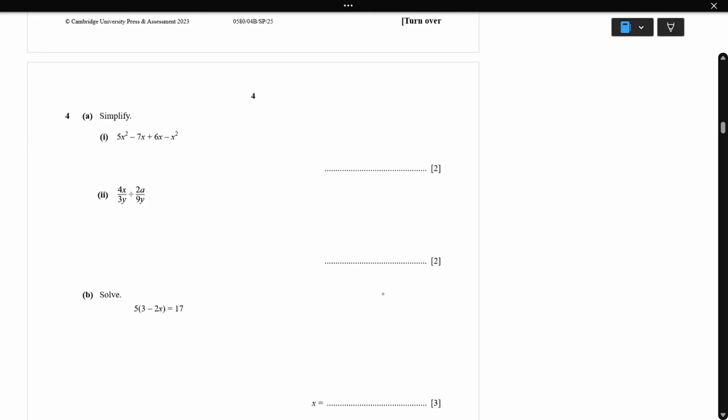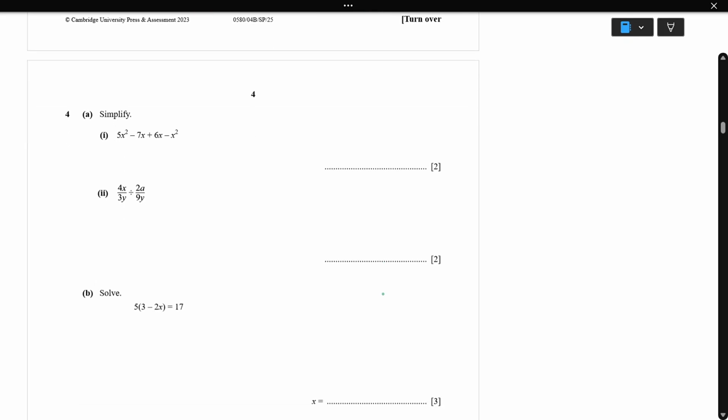Next question, simplify 5x squared minus 7x plus 6x minus x squared, which is like x square together. 5x squared minus x squared going to be 4x squared, and x together minus x. So that's the answer, 4x squared minus x.